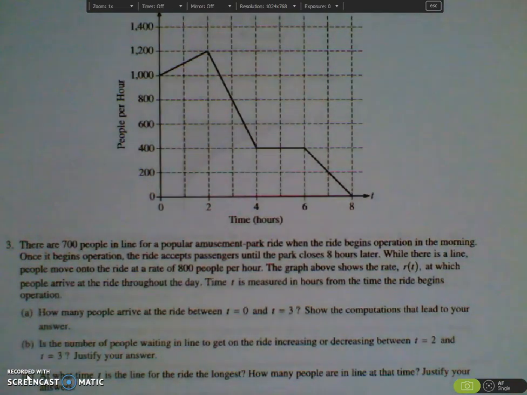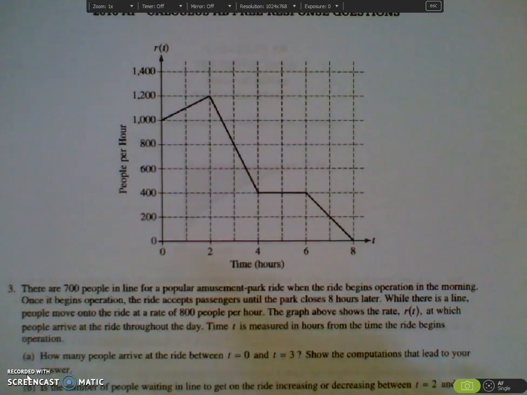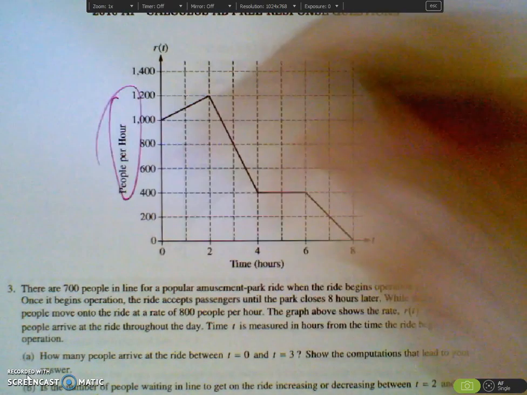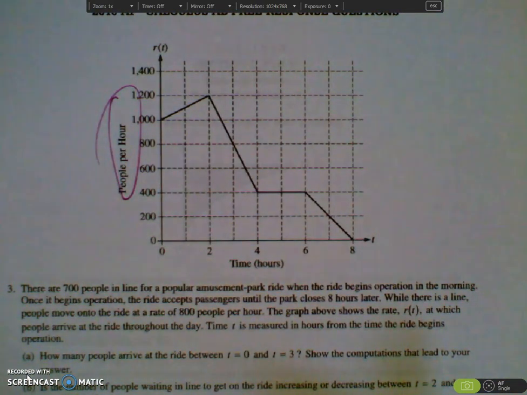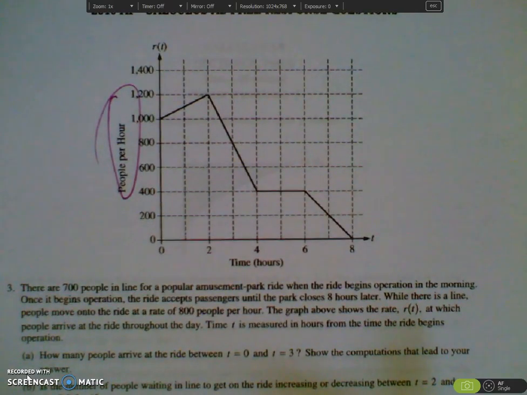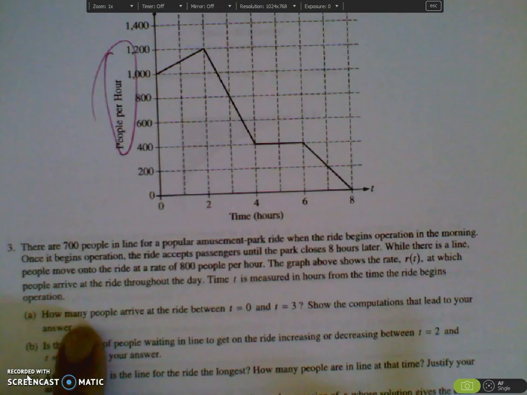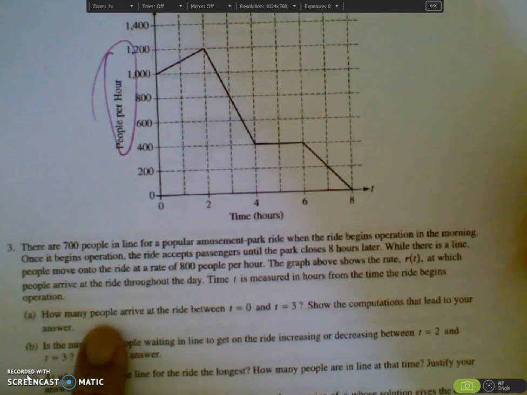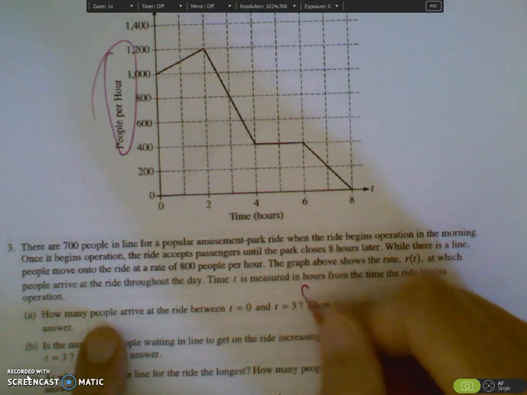Let's keep moving along. We have another word problem. We have a graph given, and this is a graph of the rate at which people are arriving at a popular amusement park ride. Notice it's in people per hour. The first question asks how many people arrive. Well, if I integrate the rate, I'll know the number of people, so this is an integration problem.